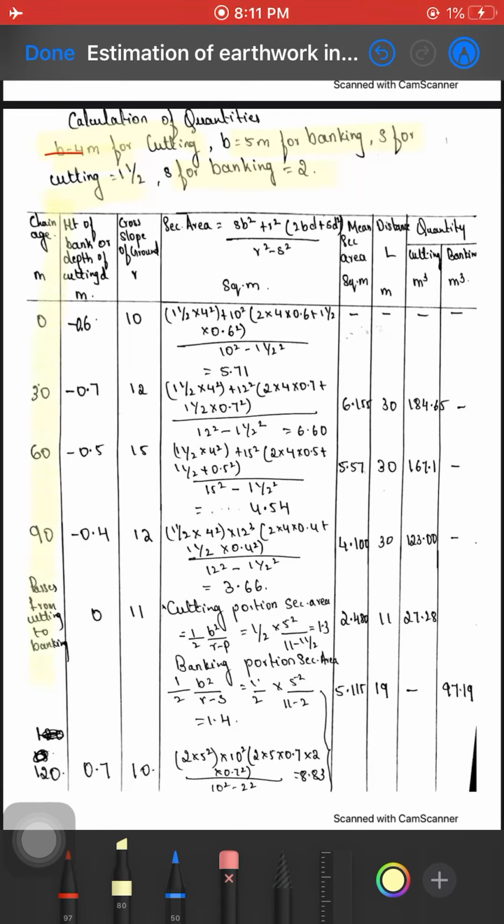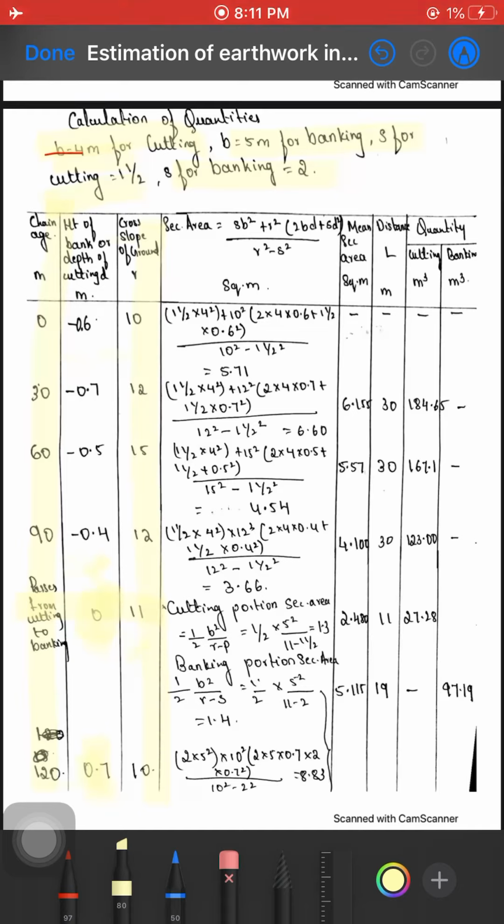So chainages are 0, 30, 60, 90. Okay, after 90 it passes from cutting to banking. So you have a 0th point, then 120, then the rest of the chainages till 210 meters. Okay, next you have the height of bank or depth of cutting. It's given in the question itself. Minus indicates cutting, so up to the 90th chainage it's minus. After the 90th chainage you have the 0th point, then it's in banking, so it's plus, positive sign. So next the cross slopes, these are given. At the 0th point we have calculated the cross slope, which is 11.